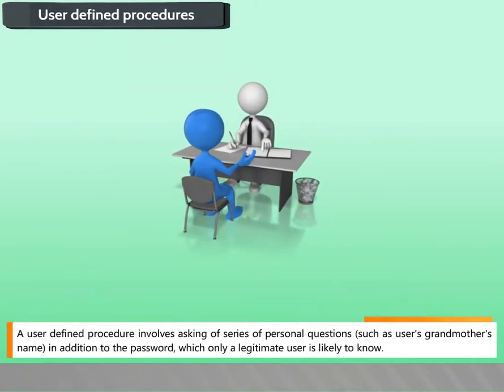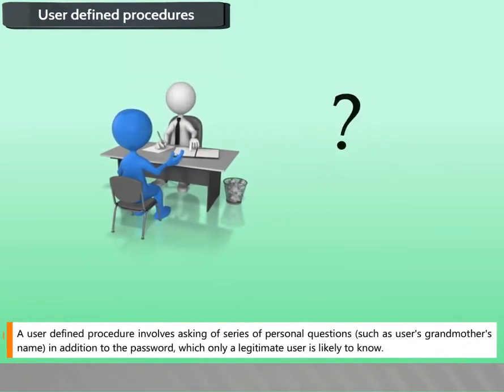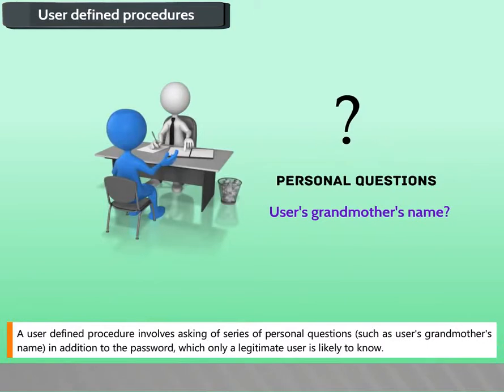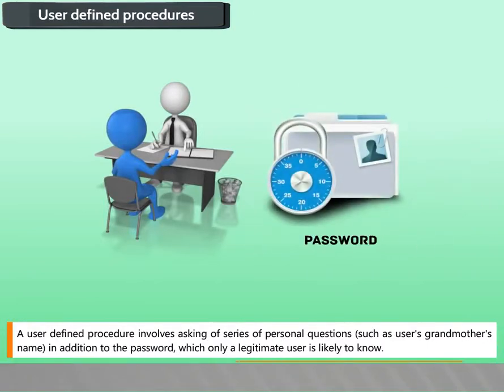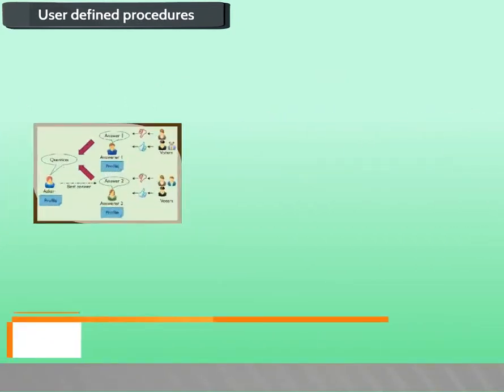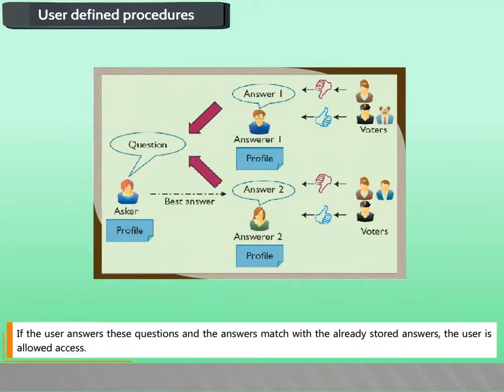User-defined procedures. A user-defined procedure involves asking a series of personal questions, such as the user's grandmother's name, in addition to the password, which only a legitimate user is likely to know. If the user answers these questions and the answers match the already stored answers, the user is allowed access.